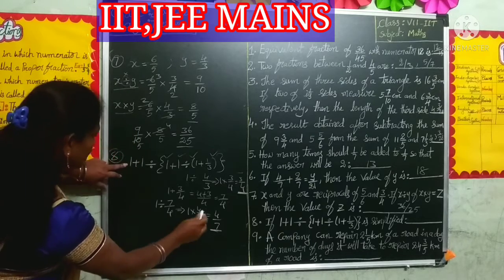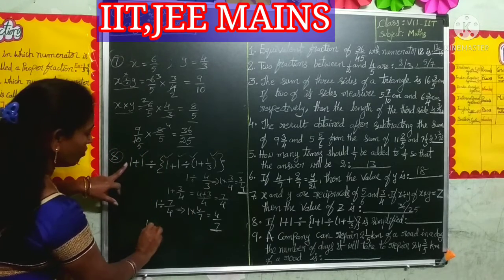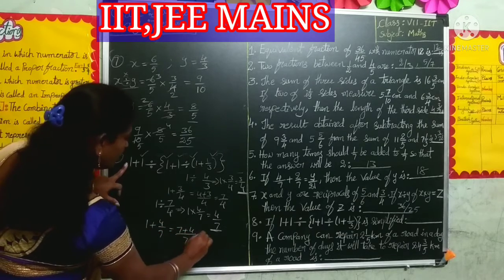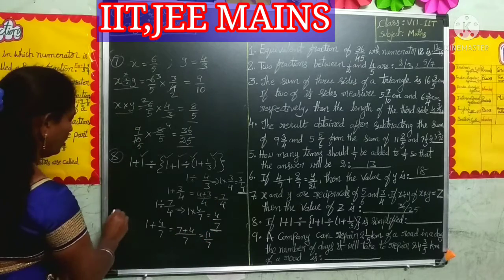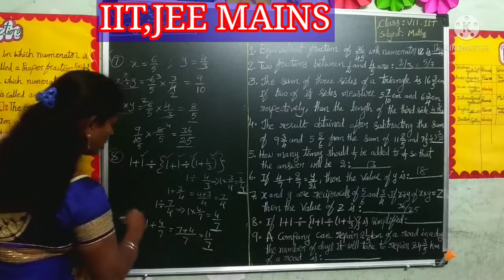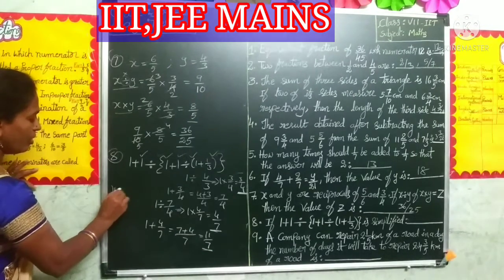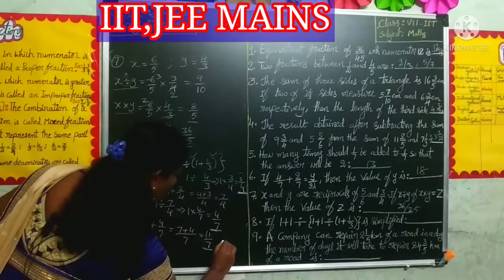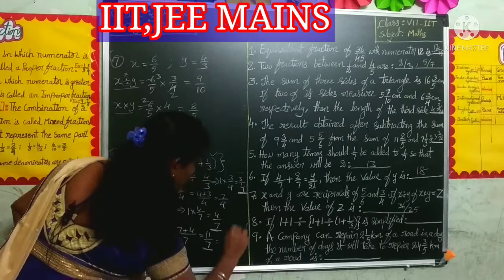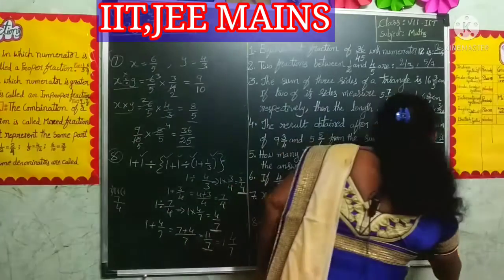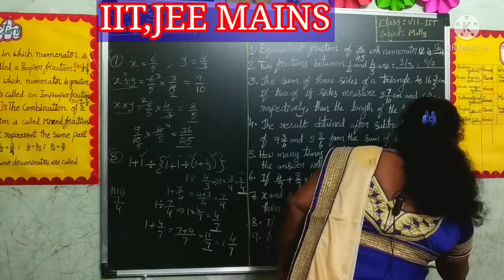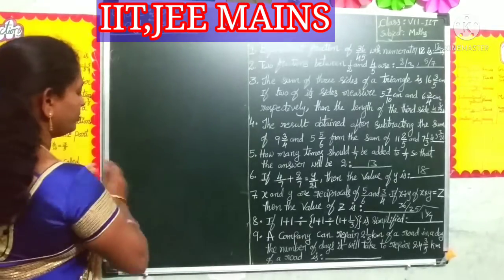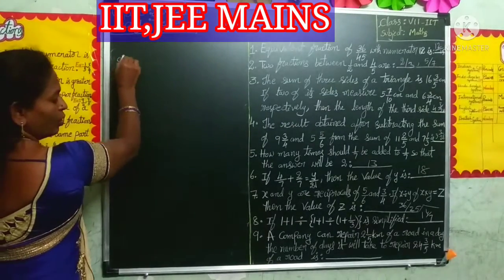Next 1 plus, now up to here is completed. Next 1 plus 4 by 7, that is equal to 7 sevens are 7, plus 4, by 7, that is equal to 11 by 7. The answer we convert into a mixed fraction: 11 by 7, one time 7, remainder 4. The mixed fraction is 1 4 by 7. So the answer here is 1 4 by 7. Okay, and next one. Next, the ninth one.